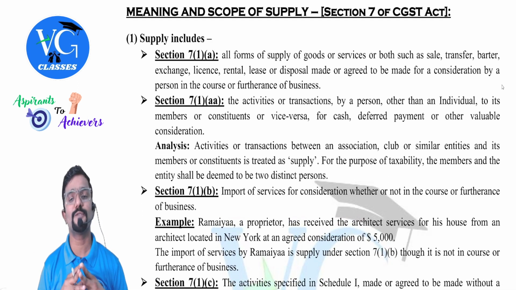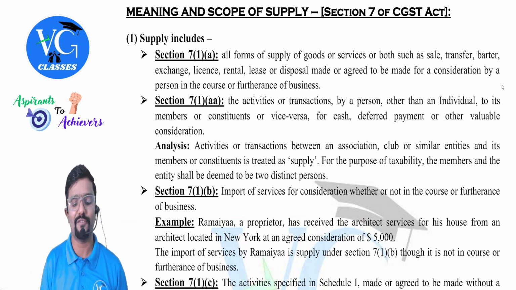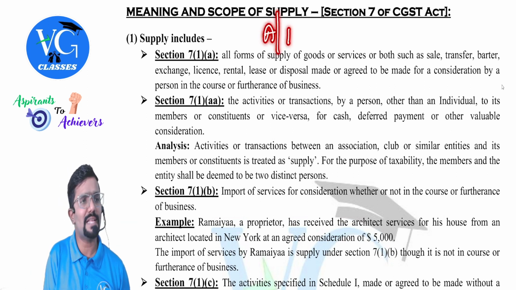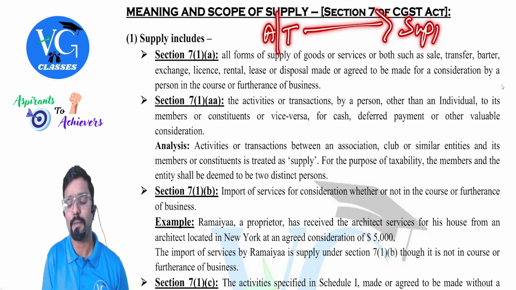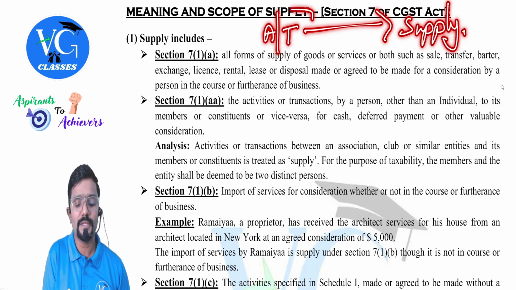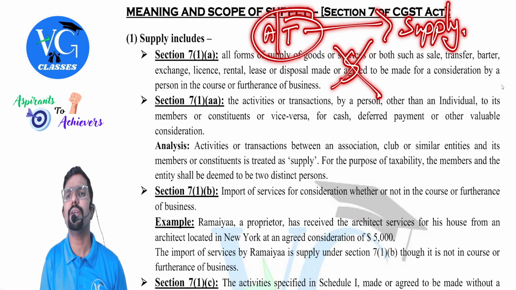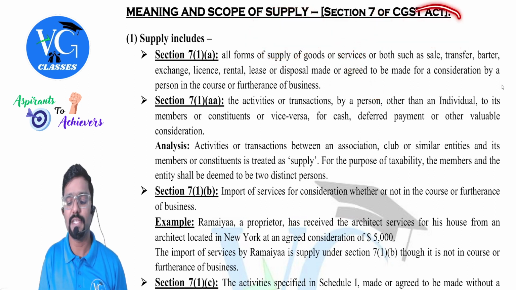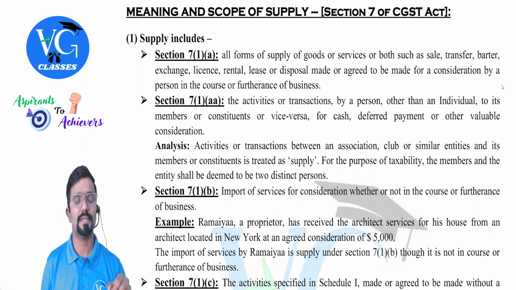Meaning and scope of supply, section 7 of the CGST Act. Guys, our first task is to identify the various activities or transactions which are taking place. Now I should identify whether it is a supply. Why so? Because if an activity or transaction is not a supply, then it is not at all covered under GST. I'm not at all bothered about it. Correct? So my first task is to identify whether it is a supply or not. So let us begin with that task.